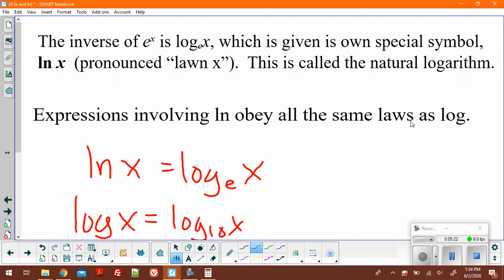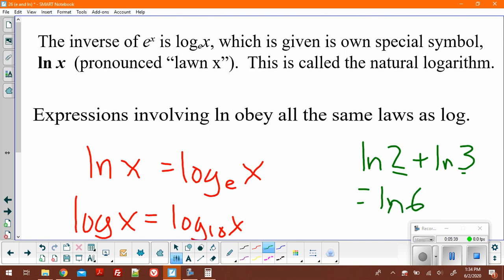All the laws of logarithms also apply to ln. It's just a different symbol, but it's still a logarithm. So, for example, if you had ln of 2 plus ln of 3, that means I can multiply those together. That's the same as ln of 6. All those kinds of things still work with ln because it's really just another logarithm.